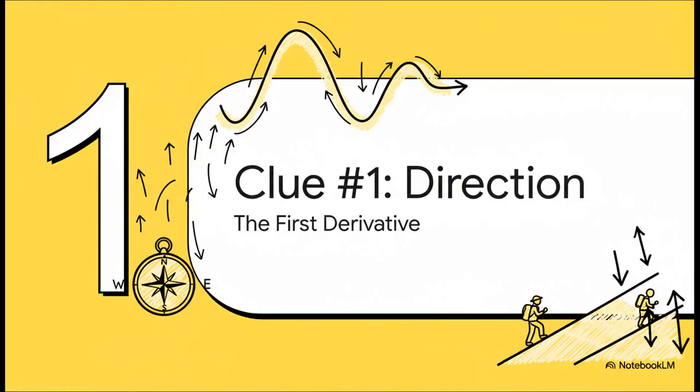Okay, our first big clue comes from the first derivative. I want you to think of it like our compass. It tells us exactly which direction the function is heading at any given point. Is it going uphill? Is it heading downhill? The first derivative has all the answers.